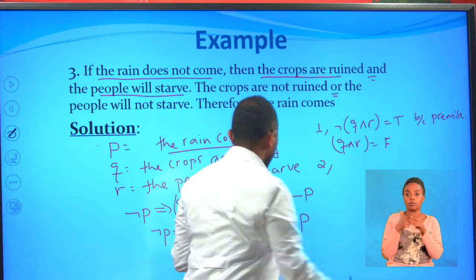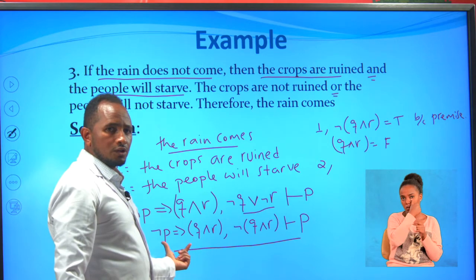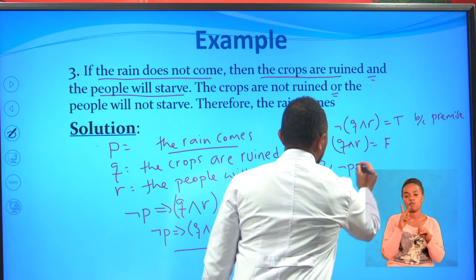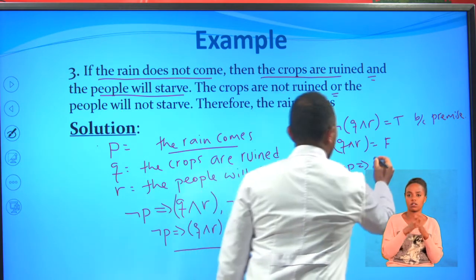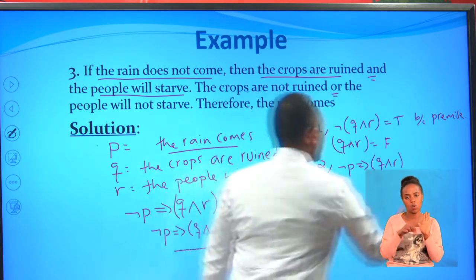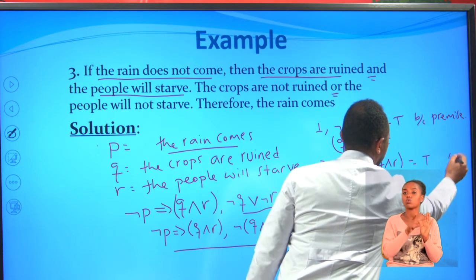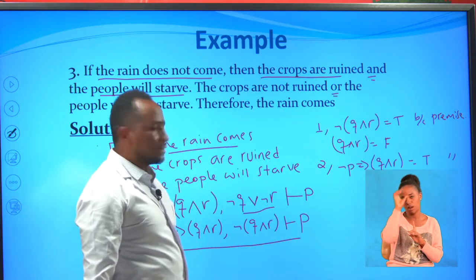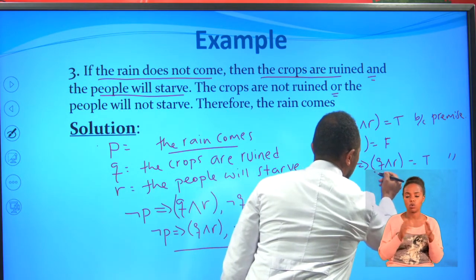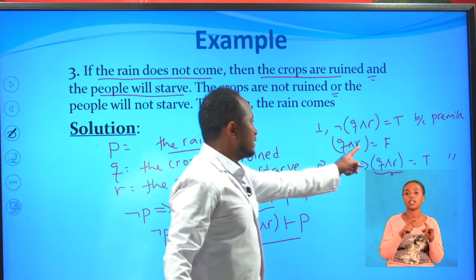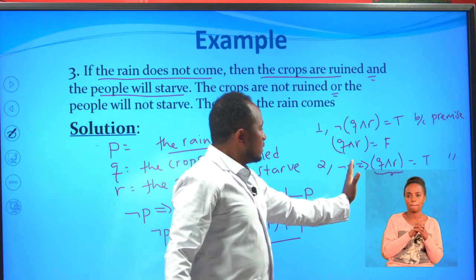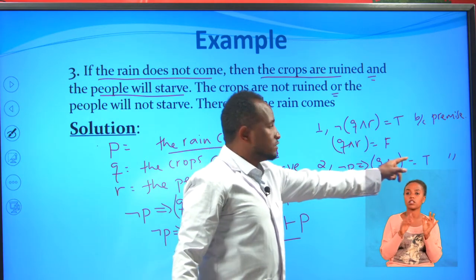Second, the other premise: negation of P implies Q and R. This also is true, with the same reason, it's a premise. So here, look, the whole statement is true, but Q and R is false from one. Q and R is false here. So this statement implies false gives you true.